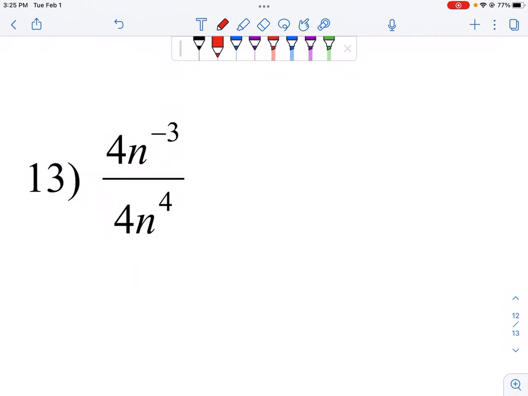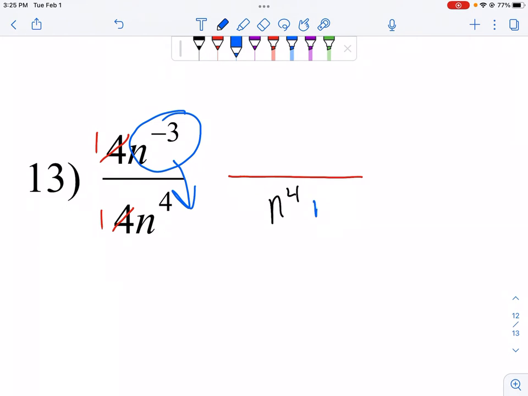All right, in this one, my base coefficients of 4 and 4 will reduce to 1 over 1. And then n to the negative third needs to move down. So I have n to the fourth and n to the positive third now that I've moved it. I can have 1 on top, and then I'll reduce and simplify n to the seventh.